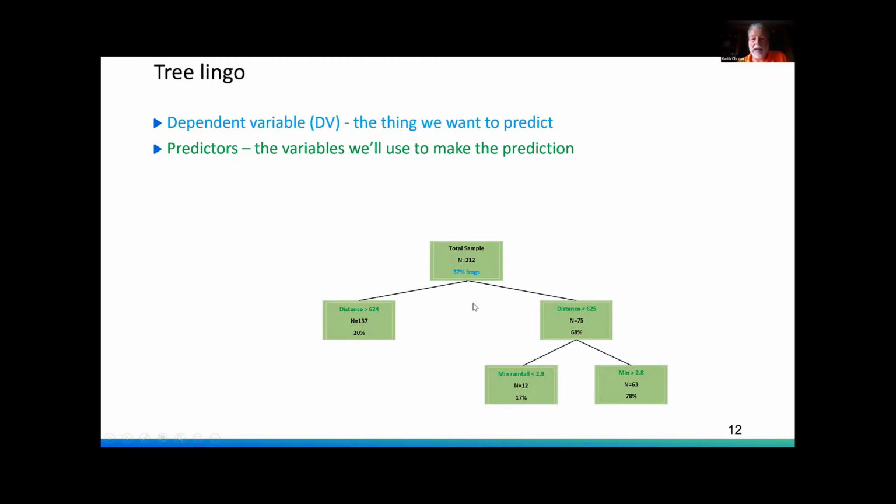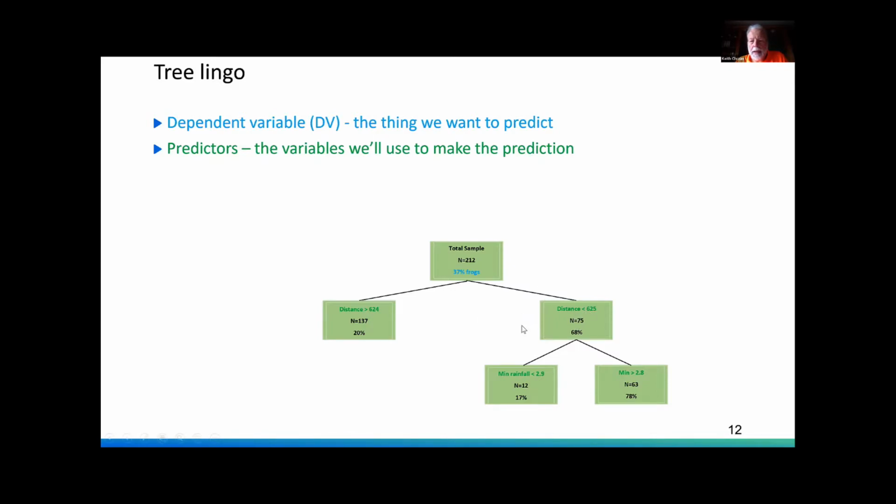The predictors are the things that make the splits in the tree happen. They're the things that make the tree branch. And the first predictor variable in our model is distance. Are we more than 624 meters from the nearest breeding pond, or less than 625 meters? And if we're less, we're much more likely, we're over 3 times as likely to see frogs as if we're more than 624 meters away.